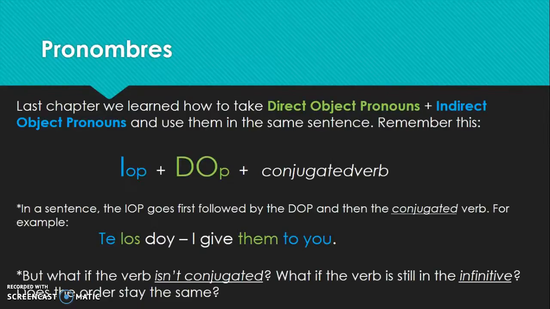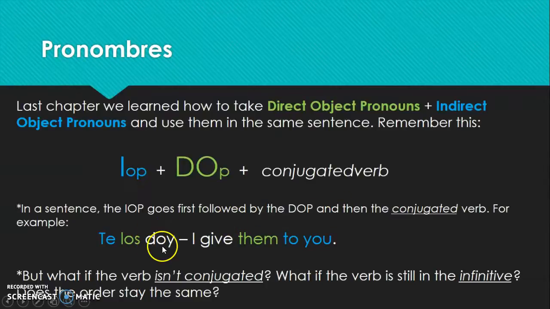Okay? So last chapter we learned how to take direct object pronouns and indirect object pronouns and use them in the same sentence. So do you remember this formula? IOP plus DOP plus a conjugated verb. That's always the order if you're using, keyword here, a conjugated verb. And just for clarification's sake, as we go through this video, all the IOPs will be in blue and DOPs will be in green, okay? Just to help you out. So in a sentence, as we've already learned, the IOP goes first, followed by the DOP, and then followed by a verb which is conjugated. Again, I'm stressing the word conjugated for a certain reason.